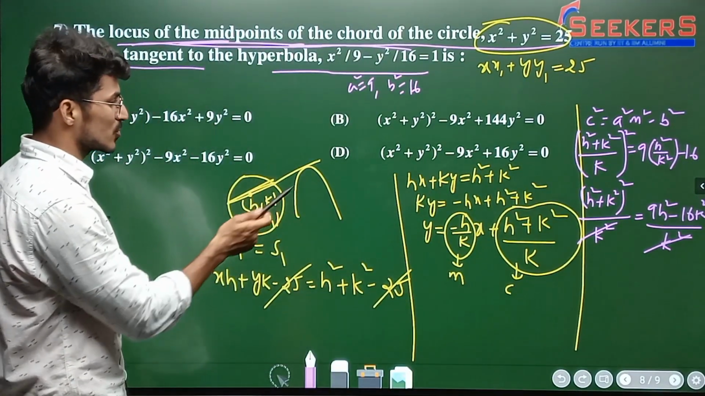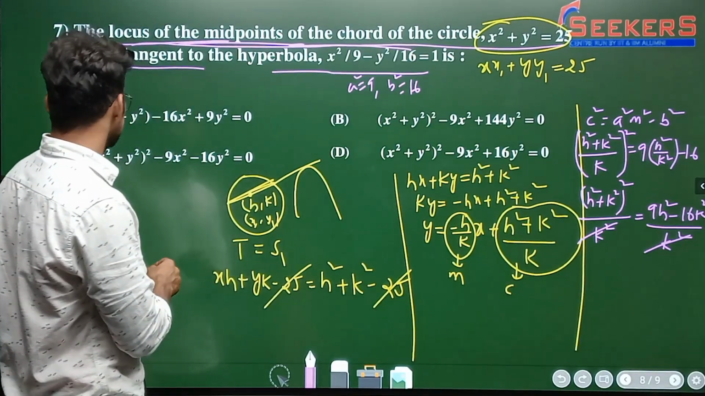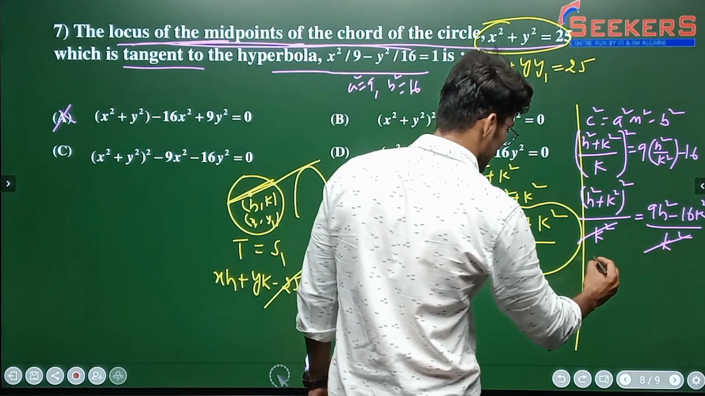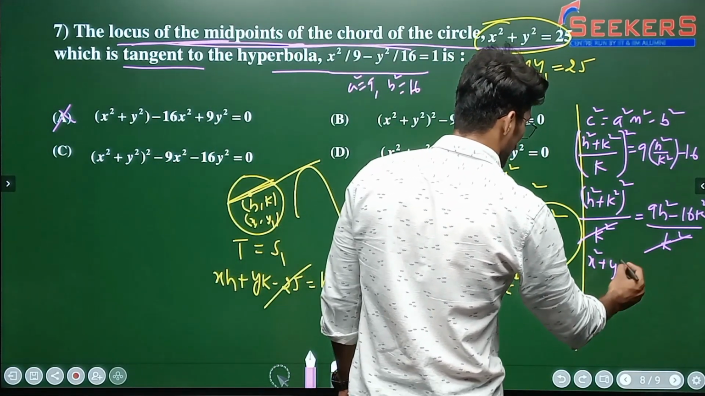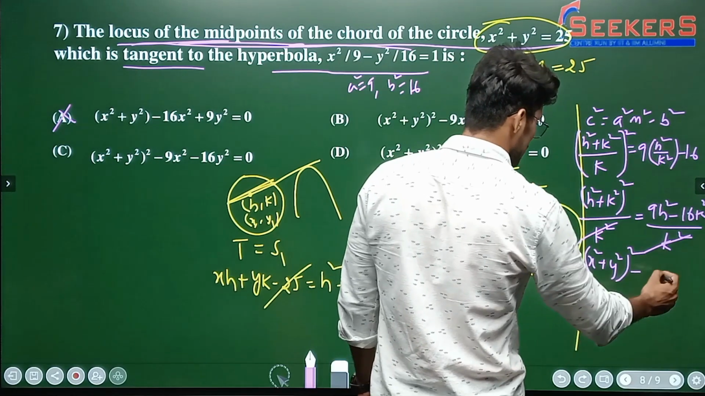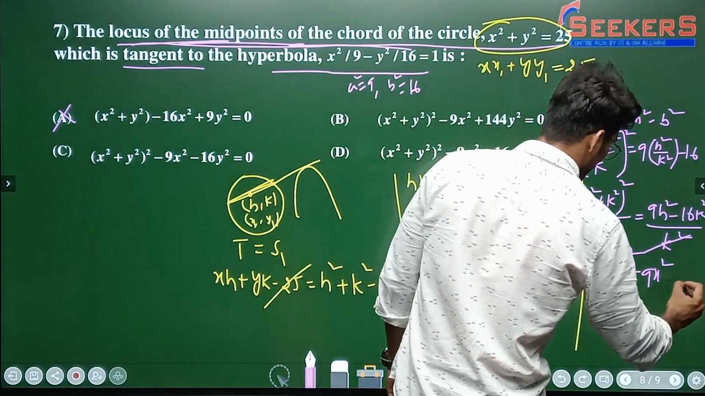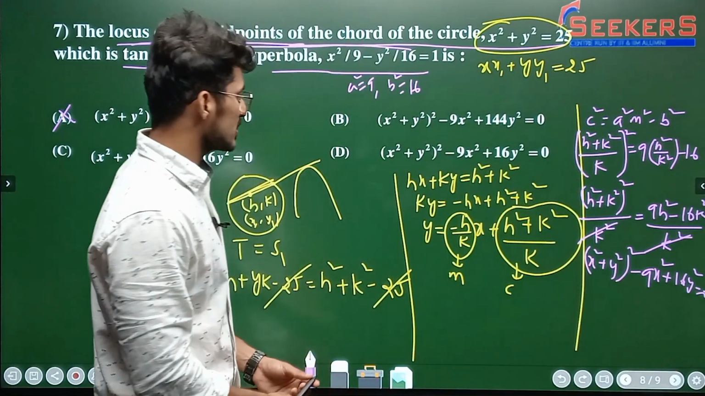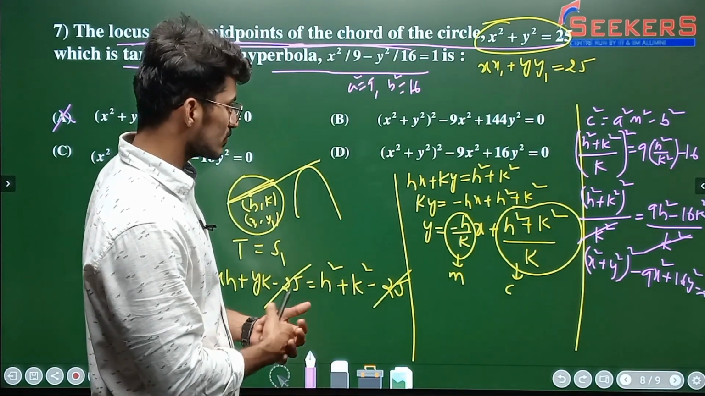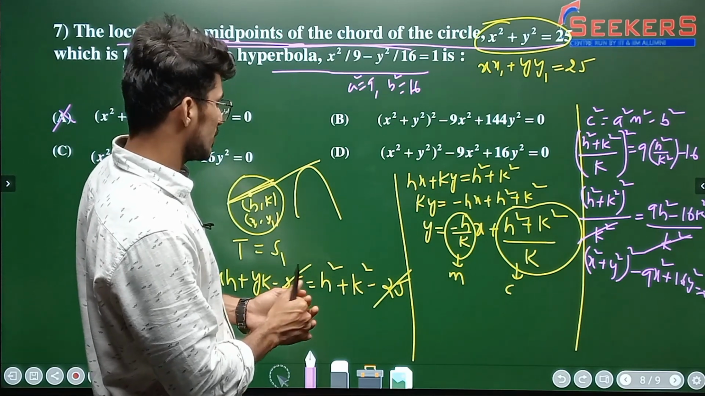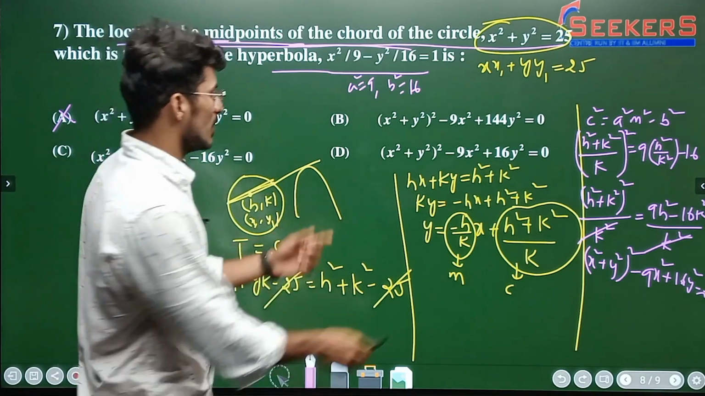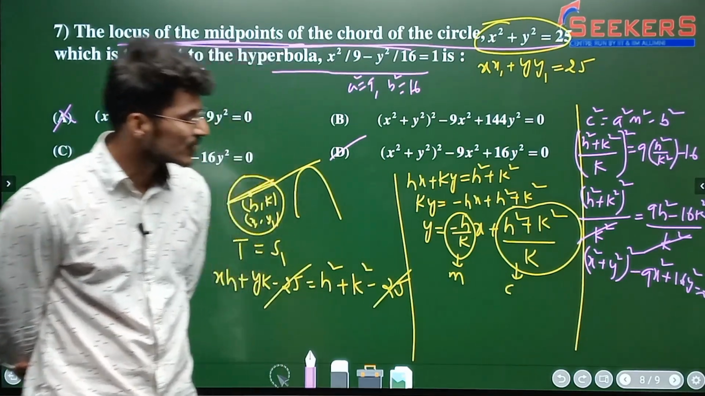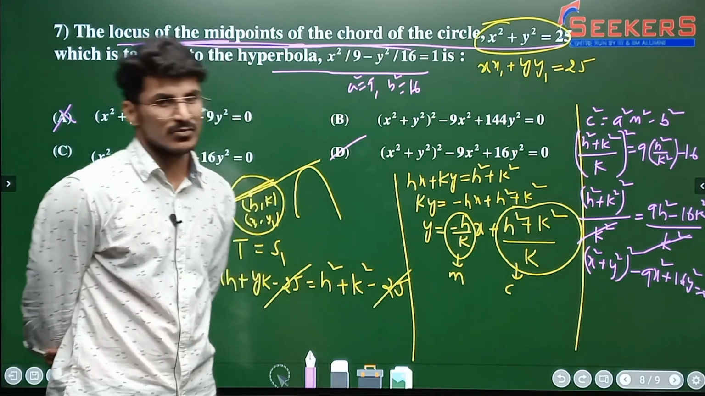So x square plus y square whole square is available in which option? Option A is deleted here and everywhere available, so we need to solve this. Let's solve: x square plus y square whole square minus 9x square plus 16y square is equal to 0. So option D is correct. This is the answer to this question.